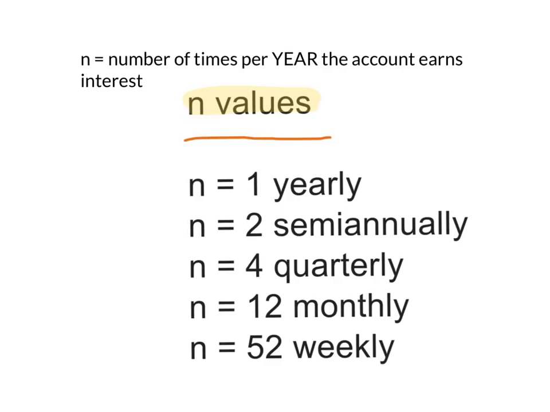In these questions, you're going to be given one of these adverbs. The adverb, the word that ends in ly, tells you what your N value is going to be. So for example, if your bank account gains interest yearly, that would tell you that in the interest formula your N is going to be 1, representing yearly. If something happens semi-annually, it happens 2 times a year. So if the question mentions that the bank account gains interest semi-annually, your N is going to be 2.